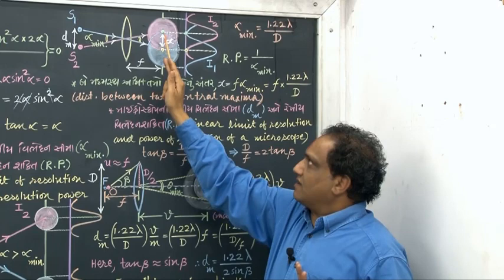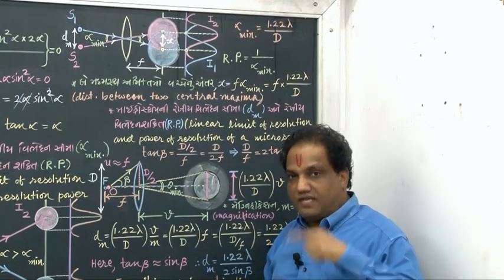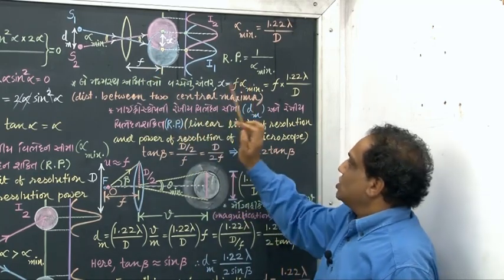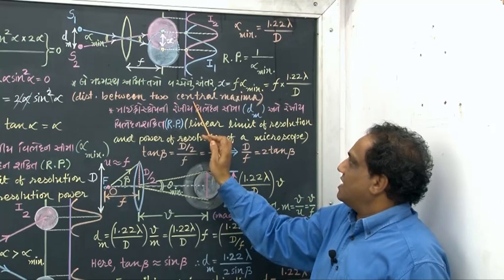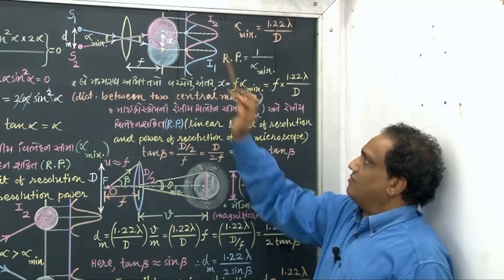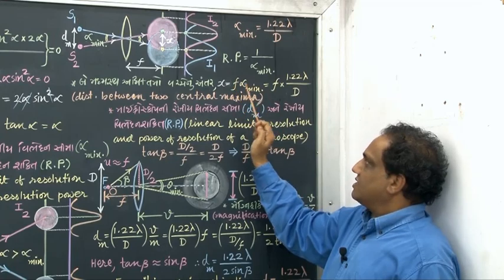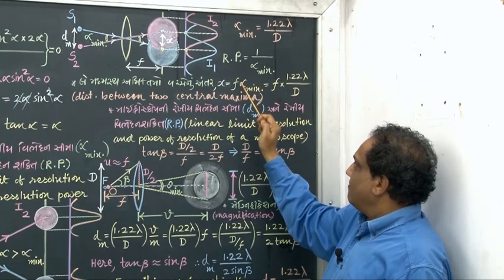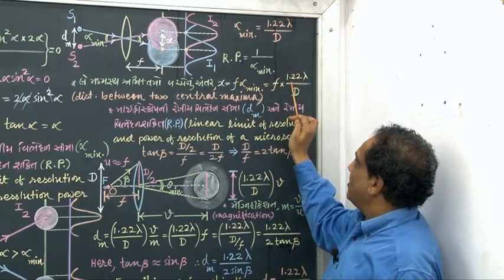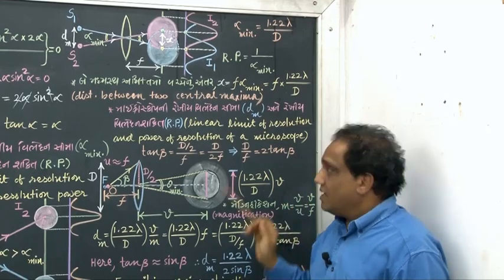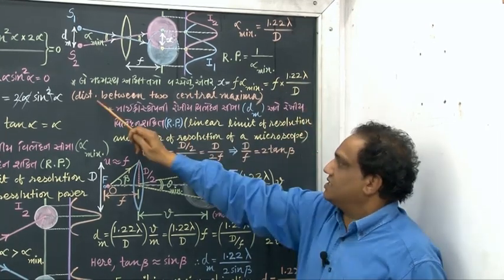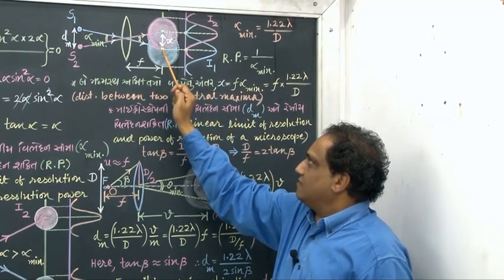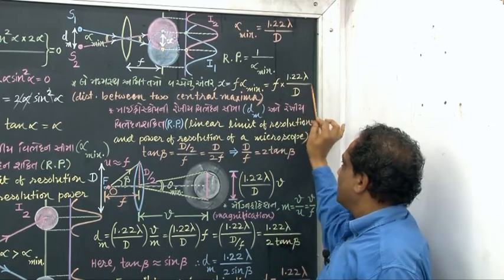And what is this? Arc. What is the formula of arc? Radius into angle. Radius is f, angle is alpha minimum. So the distance between two central maxima, let it be x, and from the figure x is radius into angle. Radius is f, angle is alpha minimum. F as it is, and the alpha minimum formula is 1.22 lambda upon capital D. Mind well, this is the distance between two central maxima, which is x.